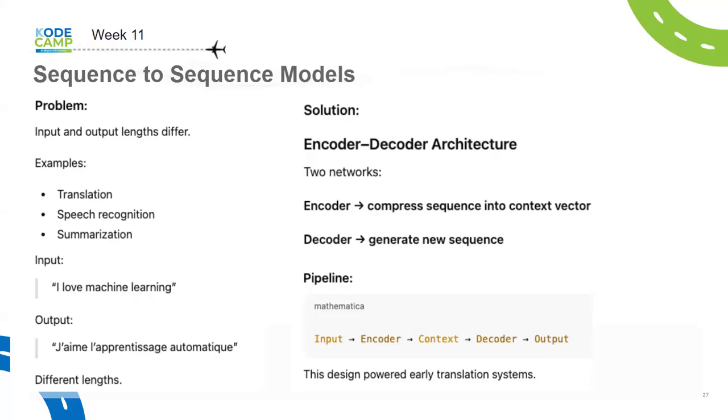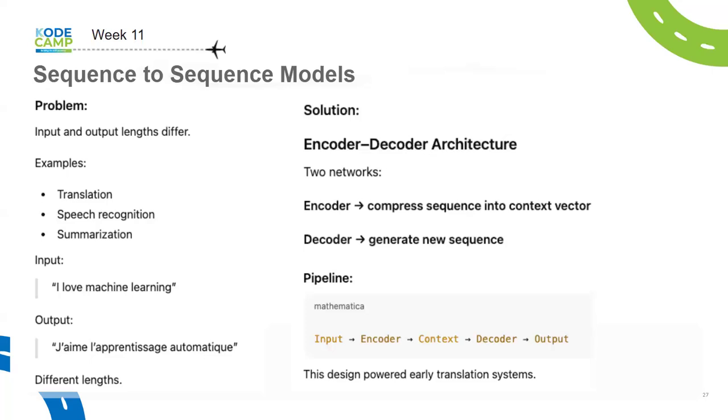That's translation. Speech recognition. The input is a sequence of sound bites, basically waveform, right? But the output is a sequence of words in text, in ASCII text that we can read. Summarization: the input is a sequence of words from a larger body of text, and the output is a sequence of words that represent a summary of that.